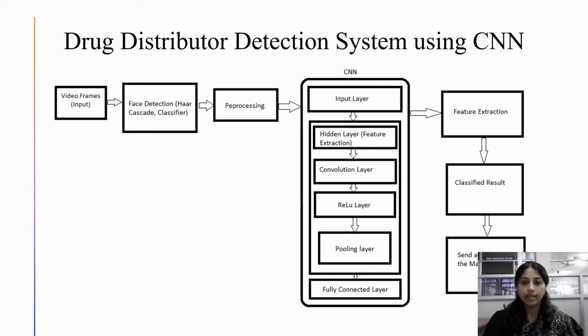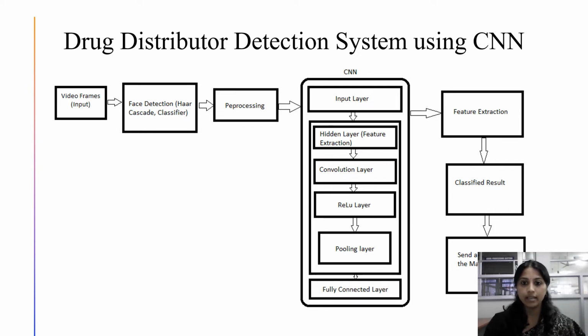This is the block diagram of our work. The input is in the form of video frames, which is then subjected to Haar cascade classification, wherein the face is detected, followed by pre-processing. The output of the Haar classifier is usually an image in the RGB format. It is converted into grayscale in the pre-processing stage. It is then provided to the CNN.